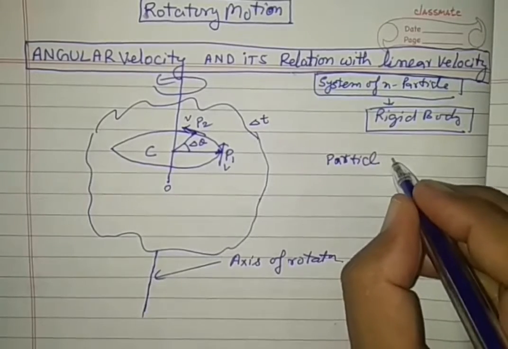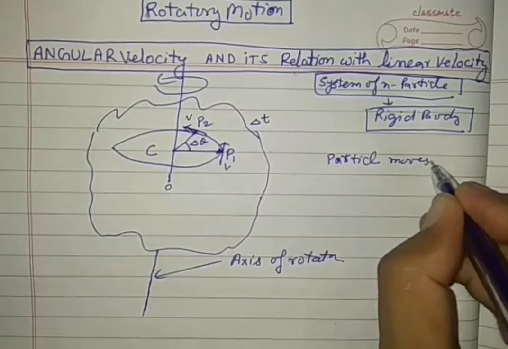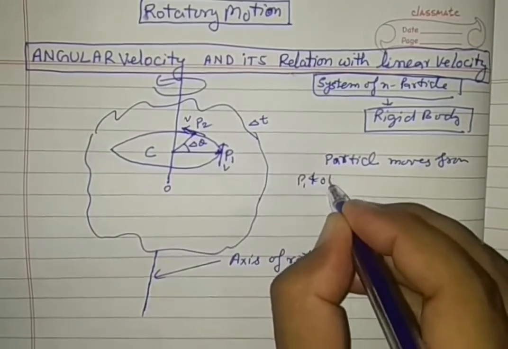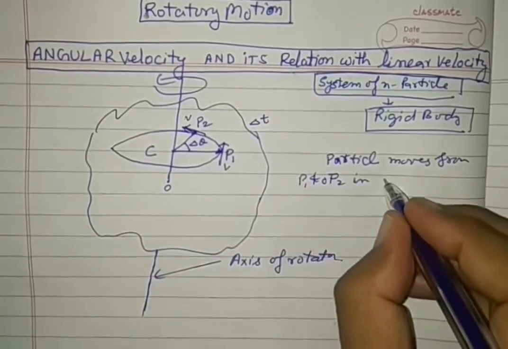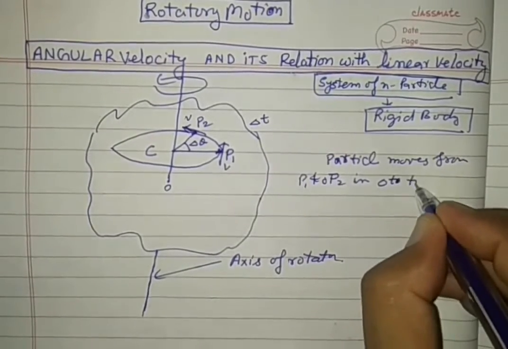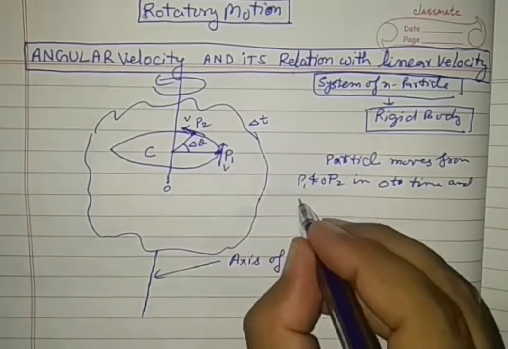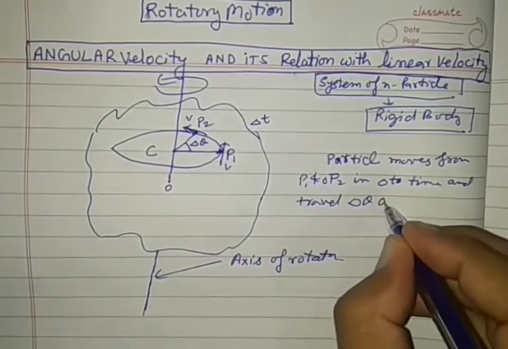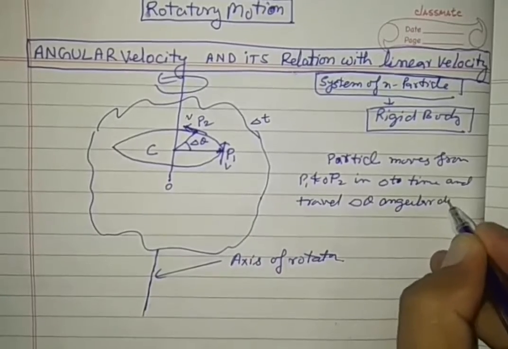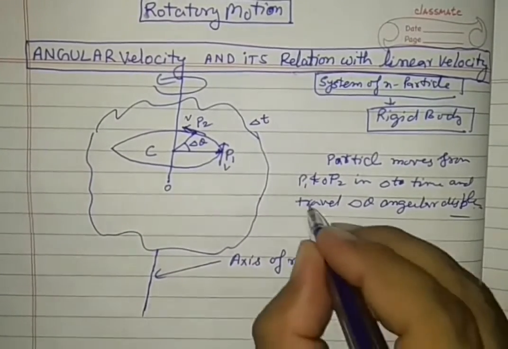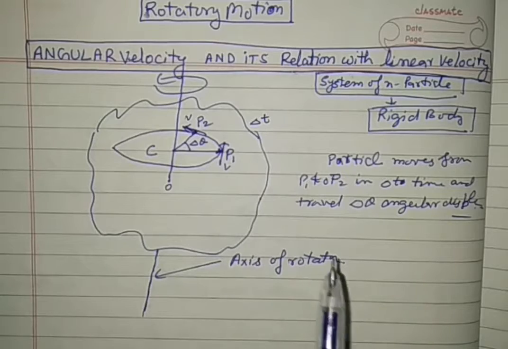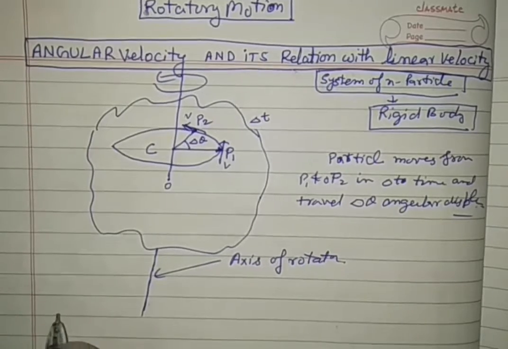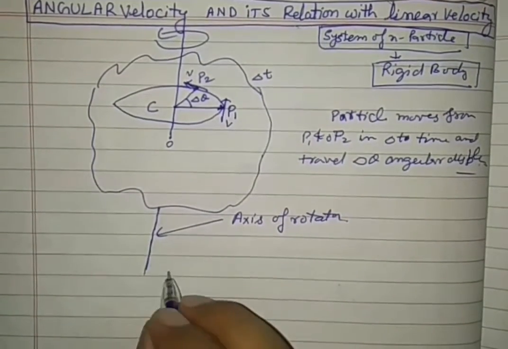Here let us write: the particle moves from P1 to P2 in delta t time and travels delta theta angular displacement. See very carefully in this case. So we are going to calculate, first of all, the angular velocity of a system. See, what is angular velocity here in a system?